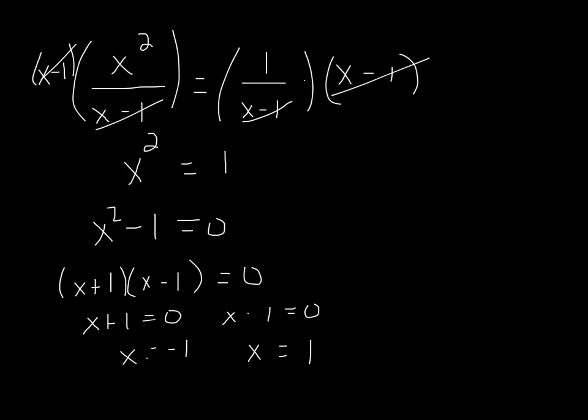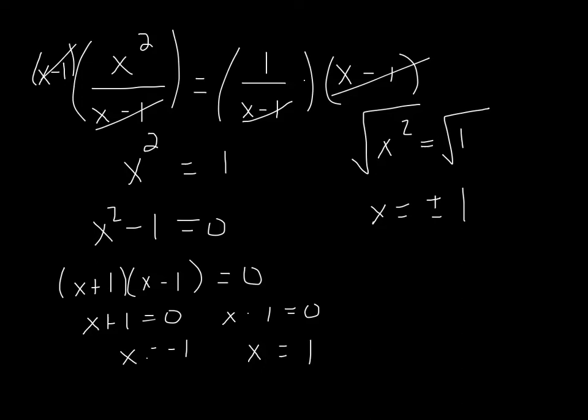Now, the other way you could have done that, I'm going to go back up here for just a second. x squared equals 1. Take the square root. That's what you learned in the last unit. The square root of x squared is x. The square root of 1 is positive or negative 1, which is what we got at the bottom.